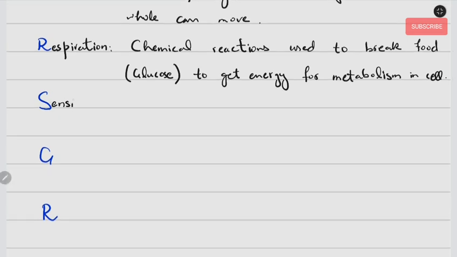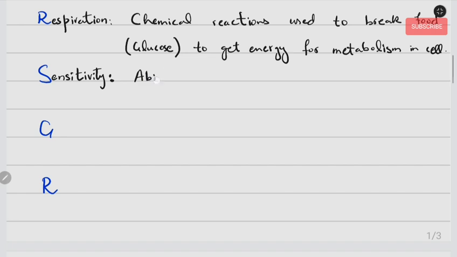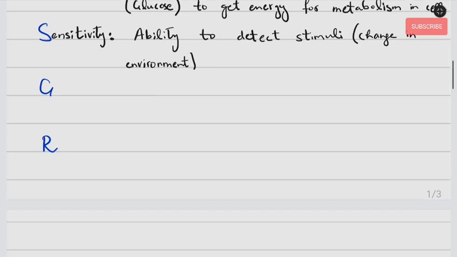Then comes the sensitivity, right? So it is the ability of organisms to detect stimuli. What are stimuli? It could be any change in the environment. Singular is called stimulus. So it could be internal environment, it could be a change in the external environment.